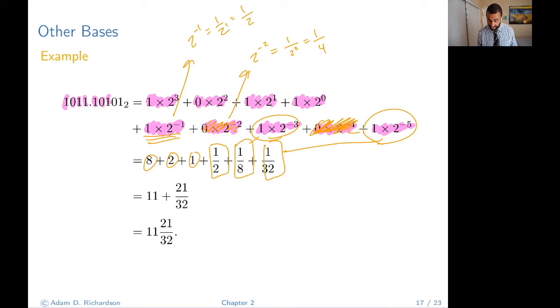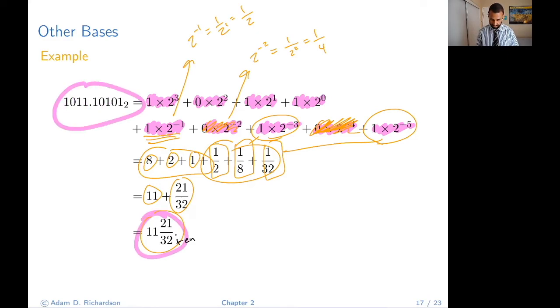And there it is. So then you can add all these things up. You add these up and you get 11. You add these up and you get 21/32. And so this quantity is the quantity 11 and 21/32 in base 10. So that's how we convert from base 2 to base 10 in this case. There you go. Pretty cool, I think, huh?